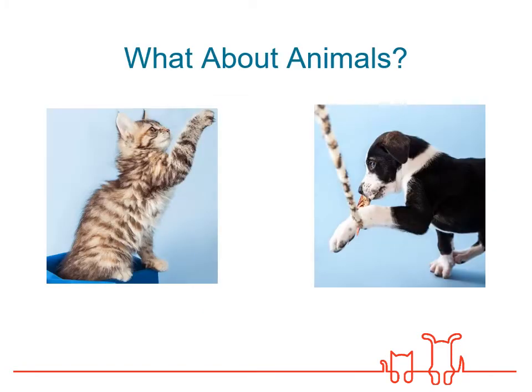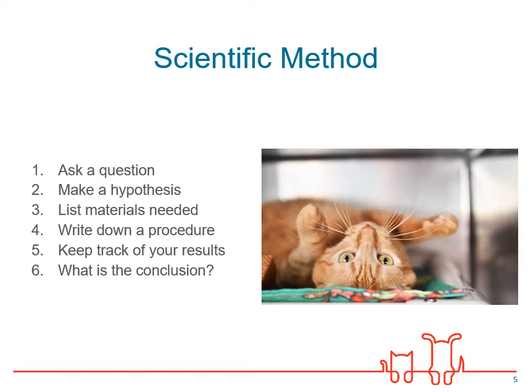But what about our companion animals? Ever wonder if they have a dominant paw? Use your observation skills and practice designing an experiment with your pet's help to find out. Time to start our experiment. These 6 steps are called the scientific method and are how scientists all over the world design experiments. Let's talk about each step.